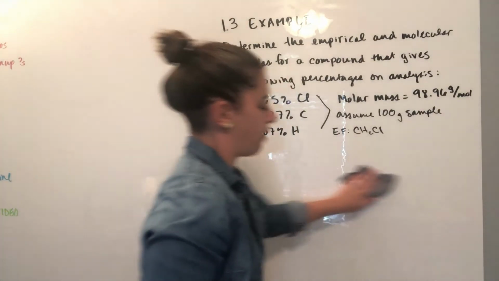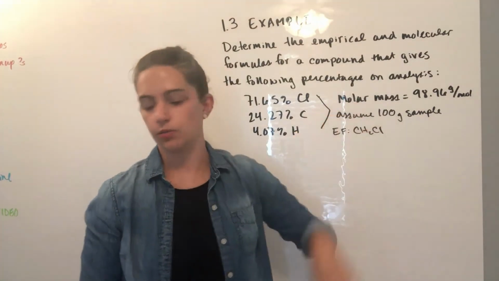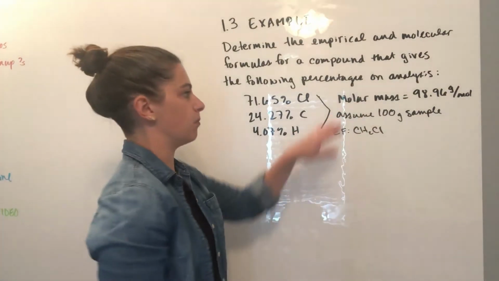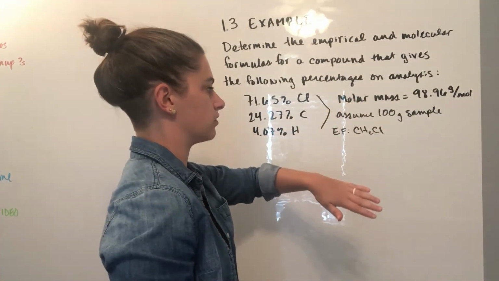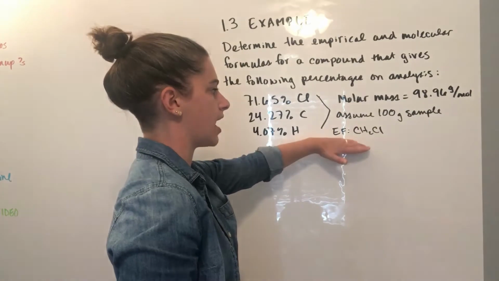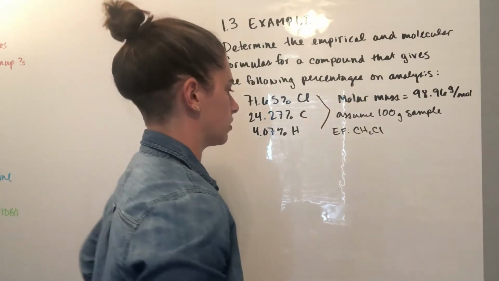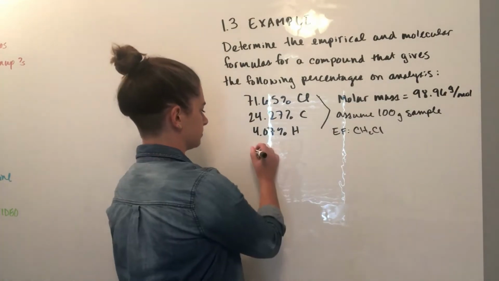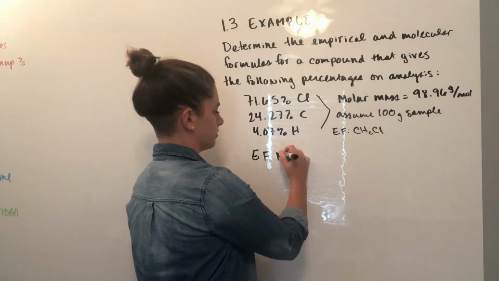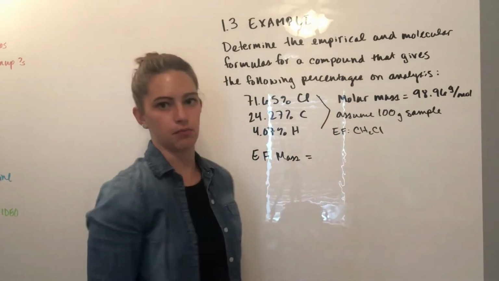Okay, now to get from empirical formula to molecular formula, we're going to use the one piece of information we haven't used yet, which is our molar mass. So this is the mass of the actual compound. What I'm going to do is compare the mass of my empirical formula to my known molar mass. So I'm going to find my empirical formula mass, which is really just the molar mass based off of the empirical formula.